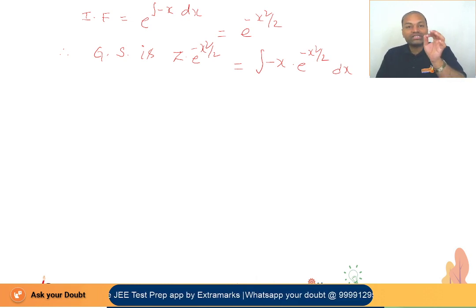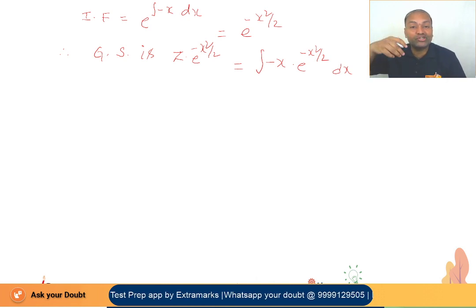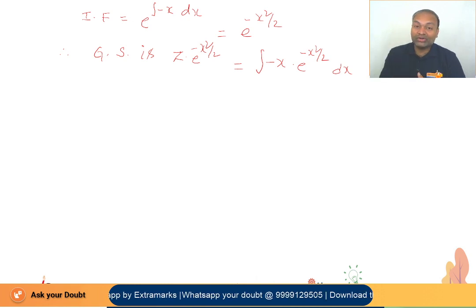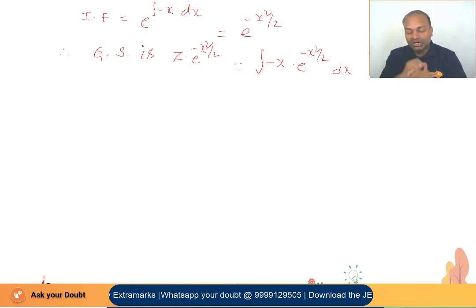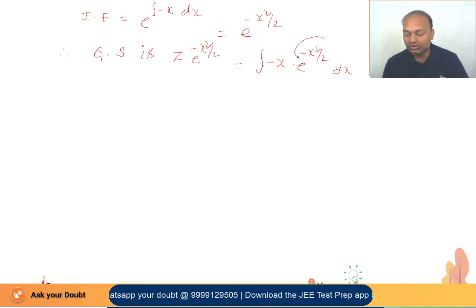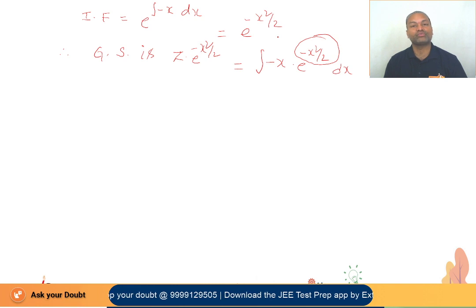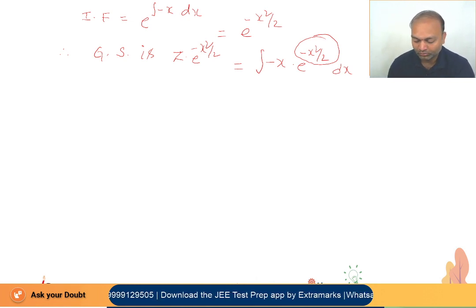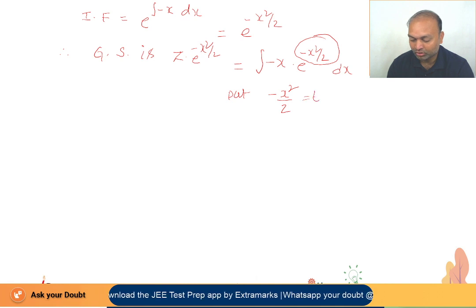One method is the substitution method. If the substitution method is applicable, then the problem is over. Otherwise, next you can verify with the by parts formula also, right? Let us see the substitution method first. Substitute what? See, the e power value is what? Minus x square by 2. I am assuming this exponent is equal to some other letter t. So put minus x square by 2 is equal to t.